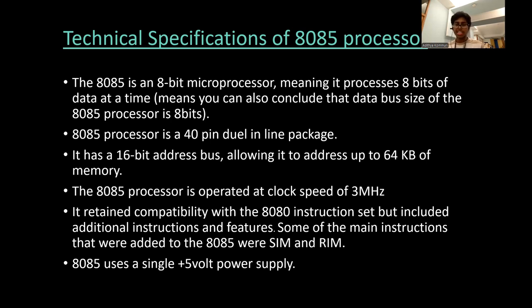Now, this 3 megahertz is because of a quartz crystal's vibration. Its natural frequency is 6 megahertz, but due to its strain and stress, it will give us a frequency of 3 megahertz. The 8085 processor also retained compatibility with the 8080 instruction set, but also includes some additional instructions like SIM and RIM. The 8085 processor uses a single plus 5 volt power supply.